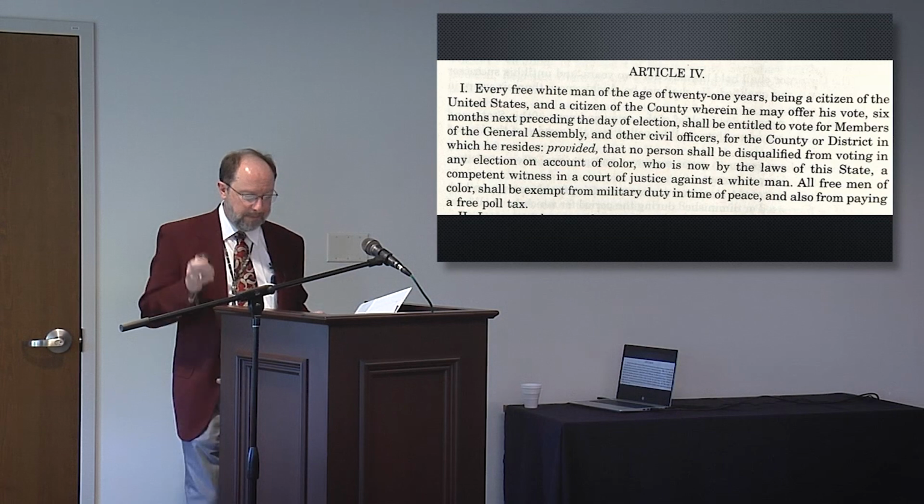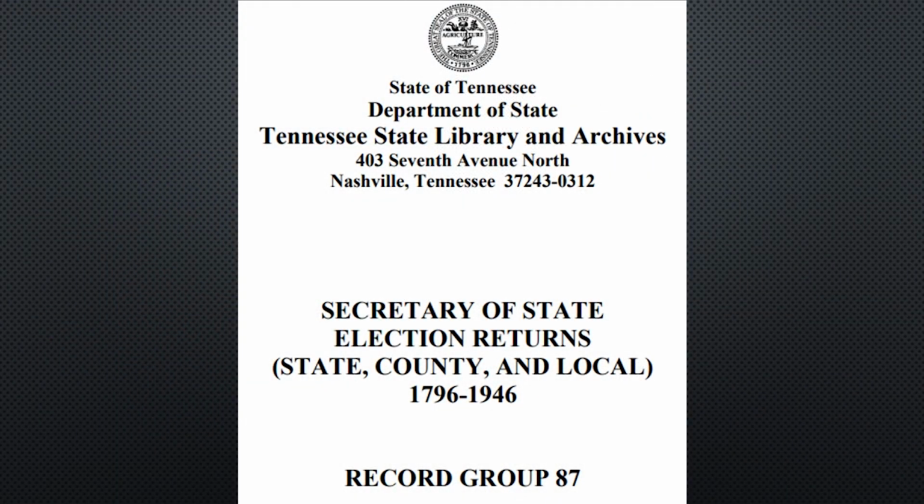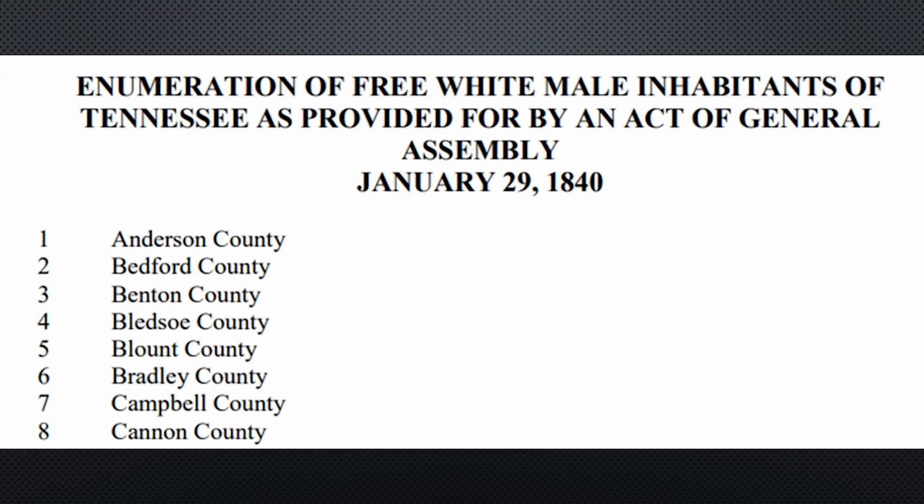And incredibly, in the State Library and Archives, in something called Record Group 87, you can still find enumerations of the free white male inhabitants as provided for by the General Assembly. These are the censuses that determined representation in the General Assembly.